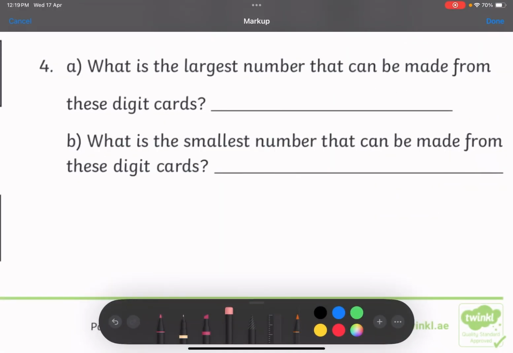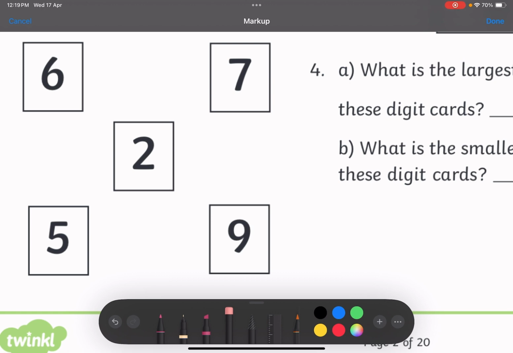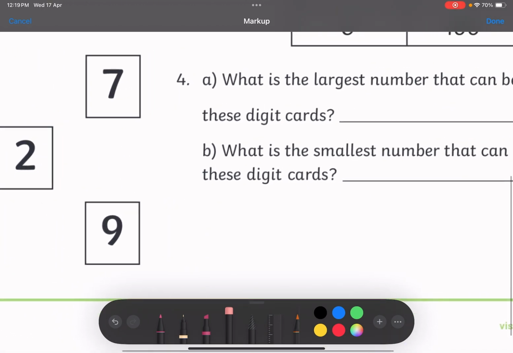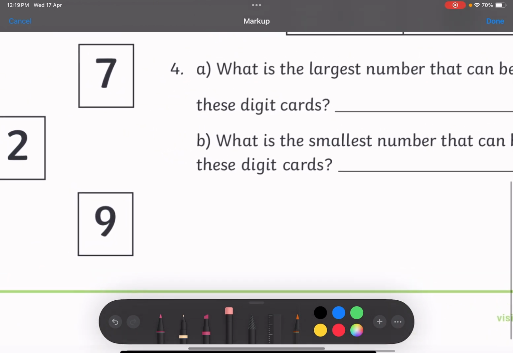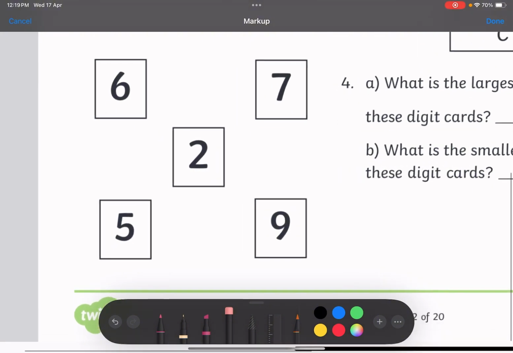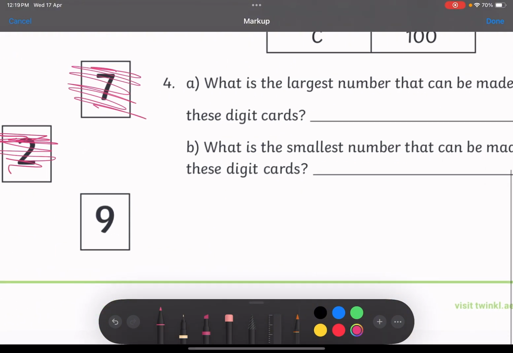Okay guys, the next subject is still math. I'm doing math, still math, always math. Okay, so we just finished the Roman numerals. So here it says, what is the largest number that can be made from these digit cards? Usually if you're doing something like this, you choose the biggest one. 2, definitely not. 5, definitely not. 6, definitely not. 7, definitely not. So the biggest one is 9. So you put 9.